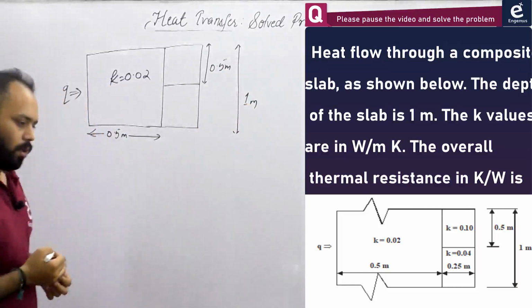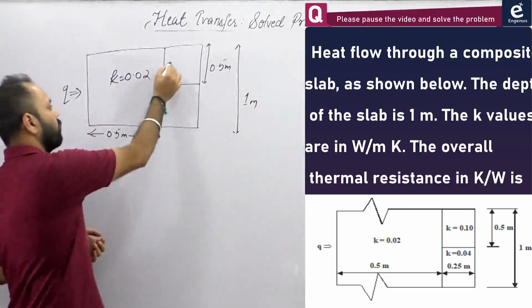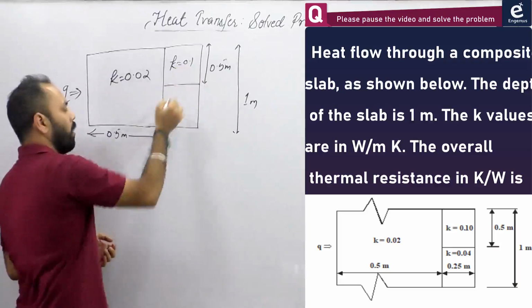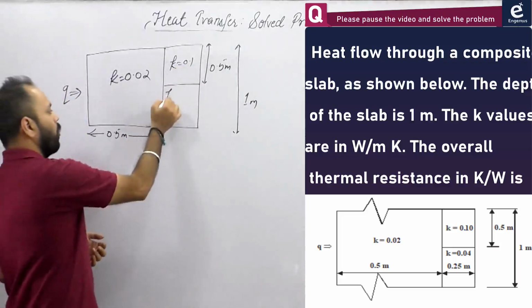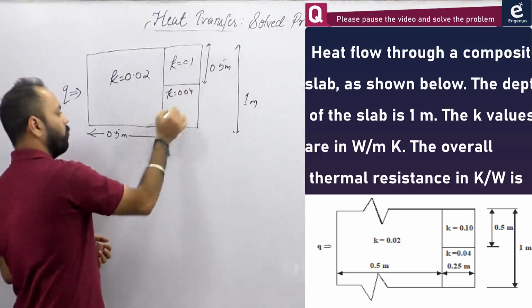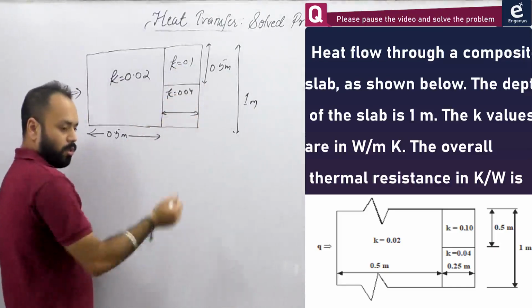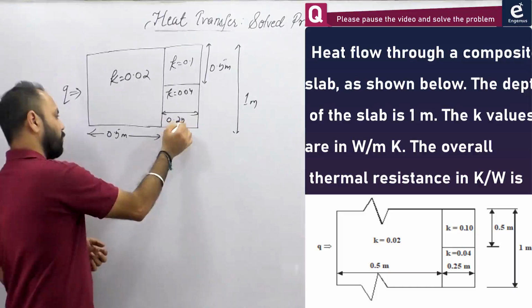Okay? The value of K is 0.1 for the material at the top, and the value of K is 0.04 for the bottom one, and this length is given as 0.25 meter.